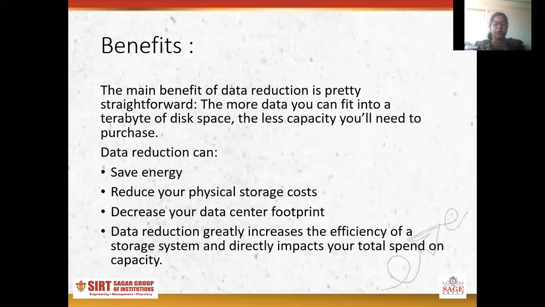Data reduction greatly increases the efficiency of a storage system and directly impacts your total spend on capacity. That will reduce the total capacity, and also increase the efficiency of the storage system. And that will affect your total spend and capacity as well.